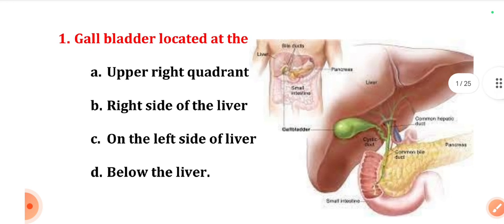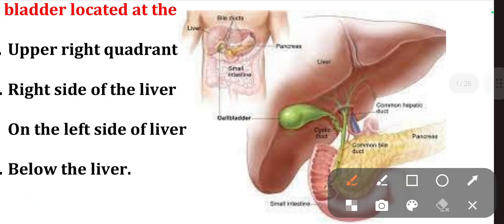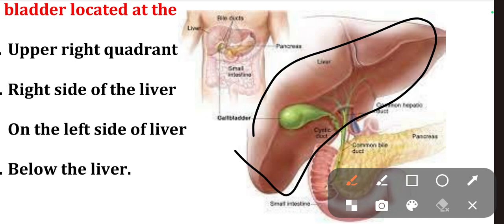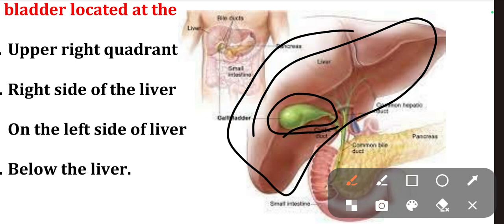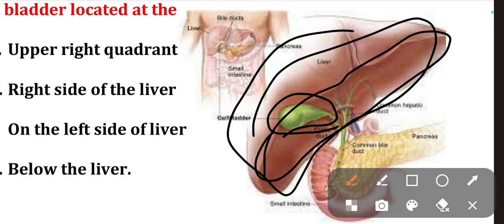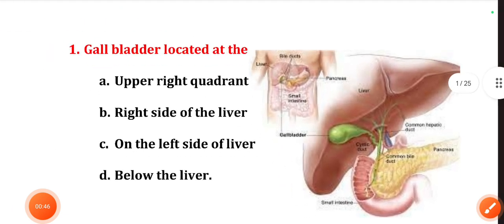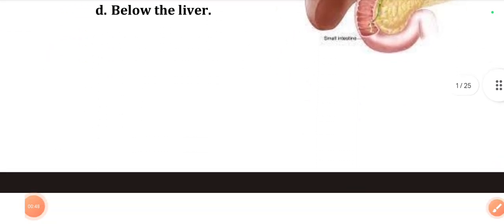In the picture you can see this is the liver, and the gallbladder, the green colored structure, is located at the lower surface of the liver. So the right answer is below the liver.